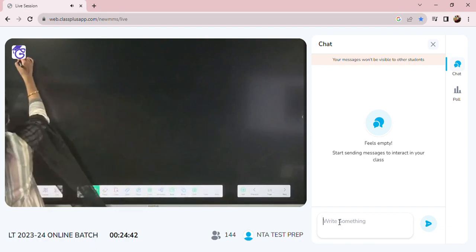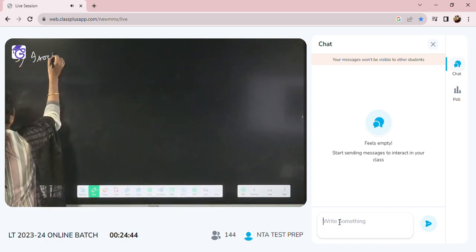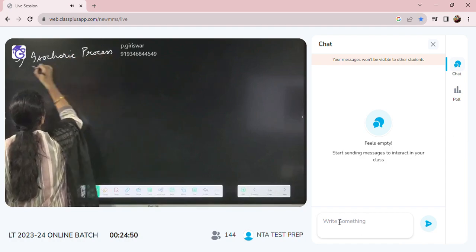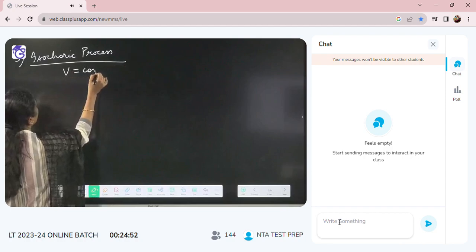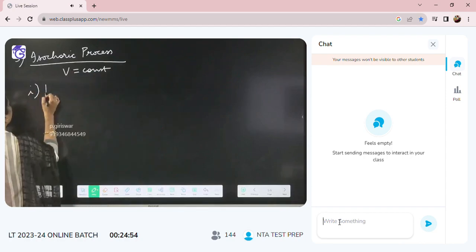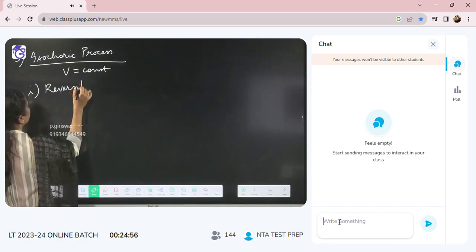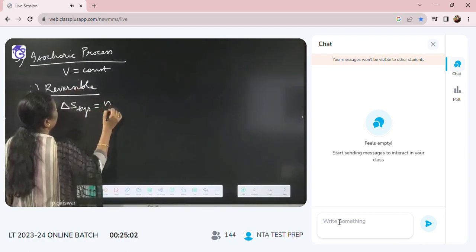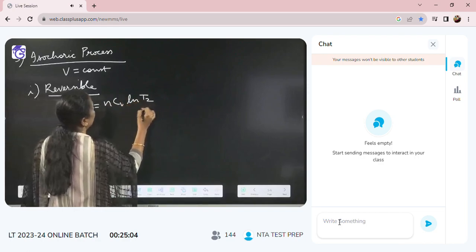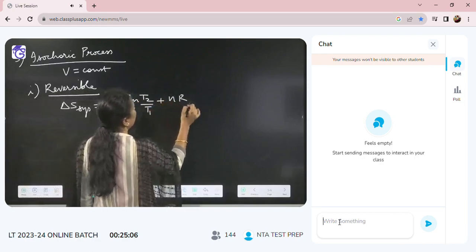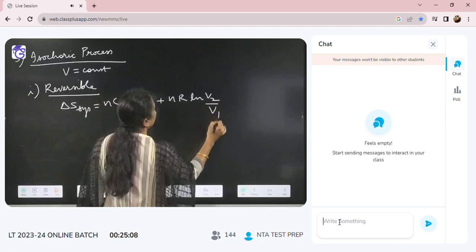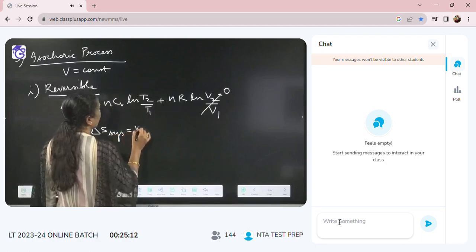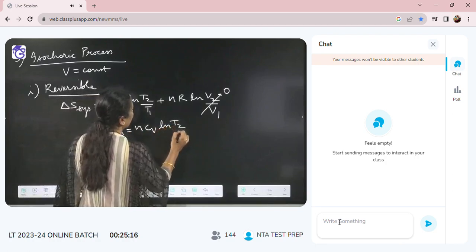Then let us go for the third process. So you are having here isochoric process, and for isochoric process, we know that volume is constant. Again here for reversible and irreversible, which formula will I be using this time? This NCV ln T2 by T1 plus NR ln V2 by V1. Volume is constant, this goes away. So we'll be having delta S system equal to NCV ln T2 upon T1.